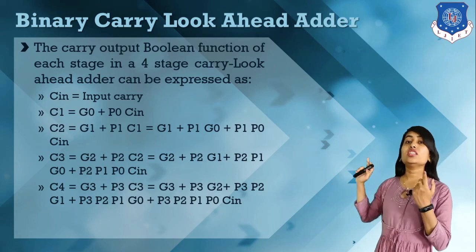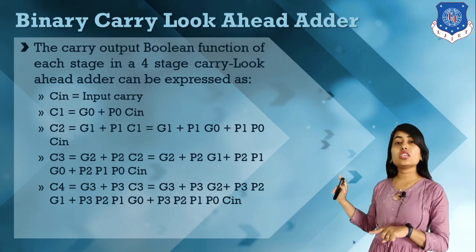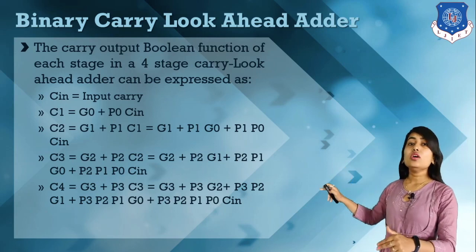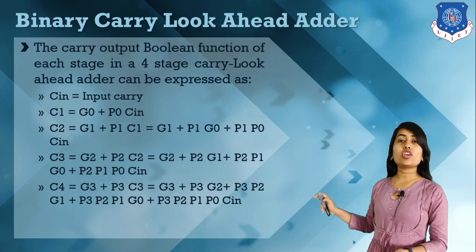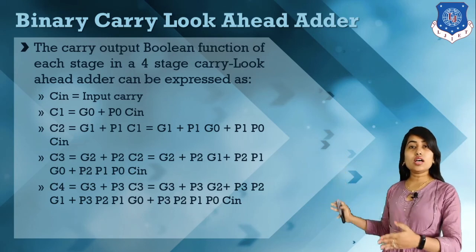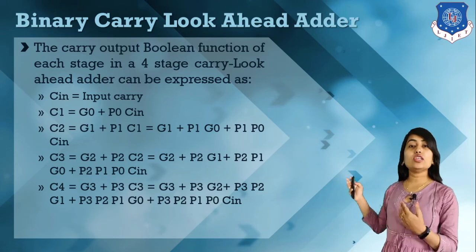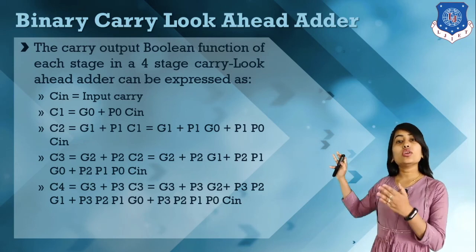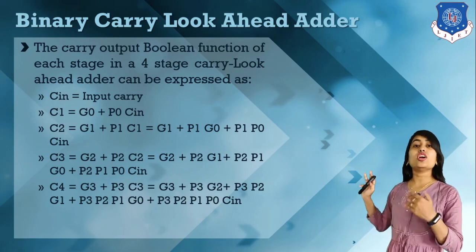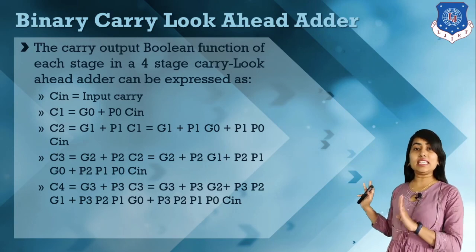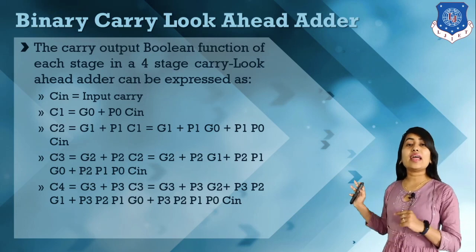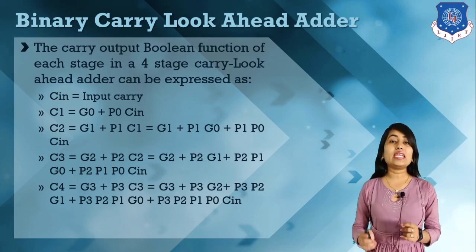Here C2 does not depend on C1, but depends again on C0, and in the same way we can calculate the equations of C3 and C4. So we have all the equations, and we can put in the values of the previous carries. Here all the carries depend only on C0, or say only on Cin. Our carry depends only on Cin and does not depend on any previous stage.